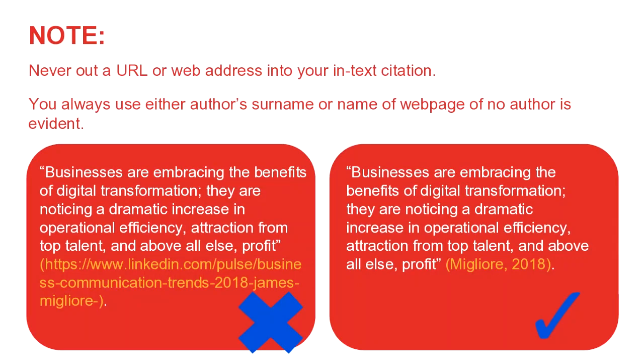Please note, never include a URL or web address in an in-text citation. You always use either the author's surname or name of web page if no author is evident. So looking at our examples here, the left box illustrates the incorrect way to format an in-text citation for a website, and the right-hand side box illustrates the correct way.